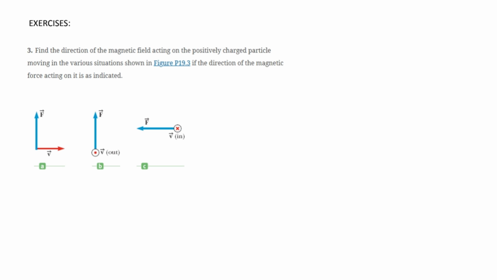Maybe 2 or 3 exercises on this. So first, they say find the direction of the magnetic field acting on the positively charged particle moving in the various situations that are given below, if the direction of the magnetic force acting on it is as indicated.